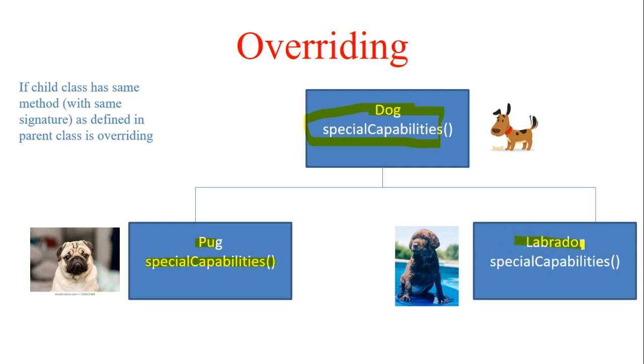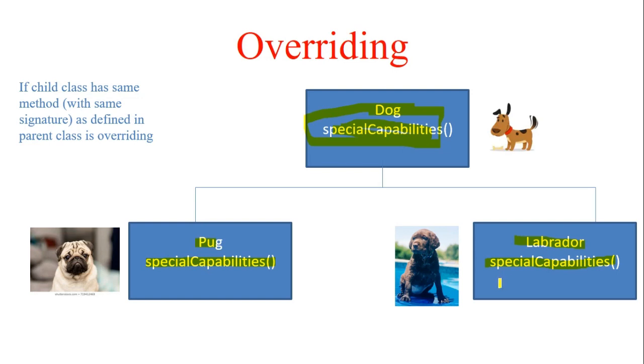Labrador says, no, I have a special capability. So it says public void specialCapability(), keeping everything the same: method signature, method name, method variables, type of variables, everything the same. What changes is just that I am a military dog. So this is how the child takes the same method of Dog, that is the parent, but changes its definition.